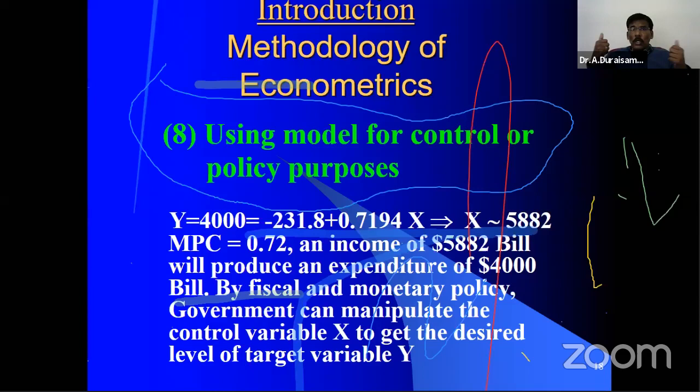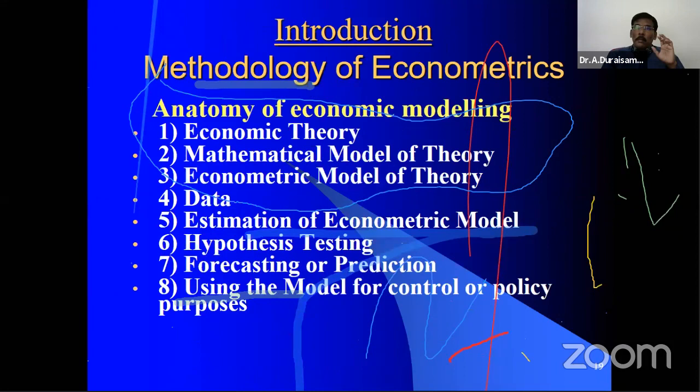Now you can just see that methodology. So let me reiterate the point. Econometrics is not a separate discipline. Econometrics is a combination of three things. We need economic theory, a clear-cut knowledge of economic theory for whatever variables you want to concentrate on. Then from the theory, you can go to statistics, and with the help of mathematical techniques, you can measure something, and that measurement will help you. So you just read that: economic theory, mathematical model of the theory, econometric model of the theory, data, estimation of the econometric model, hypothesis testing, forecasting or prediction, using the model for control or policy.